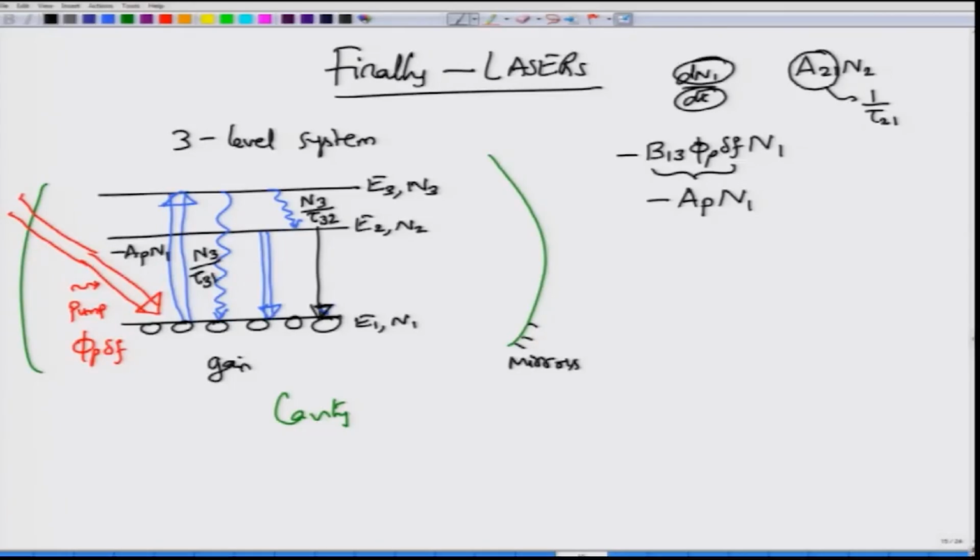From E2 to E1 you have two more interactions. One is that atoms in E2 drop down to energy level E1, and that one will be phi p delta F B21 times N2.